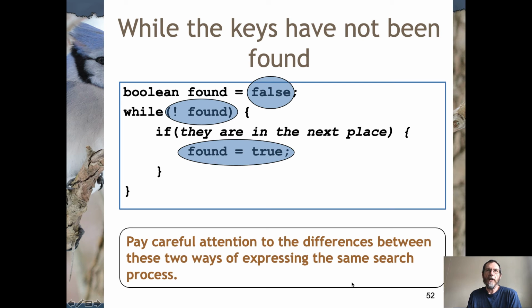And then if we find them in the next place, found will be set to true, we'll come back around to the condition, not true will be false, and at that point the loop will finish. So it's important for you to pay careful attention to the differences between those two ways of expressing the same search. It's the same search, but the way we express it in terms of how the condition is defined is critical.